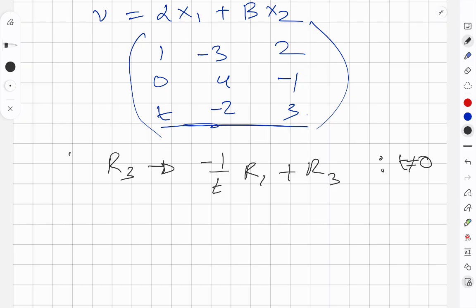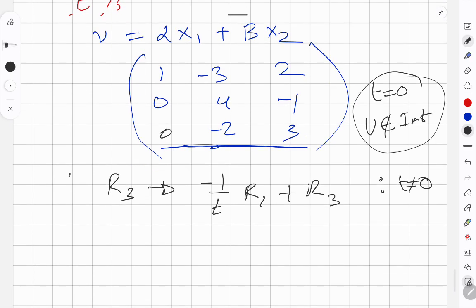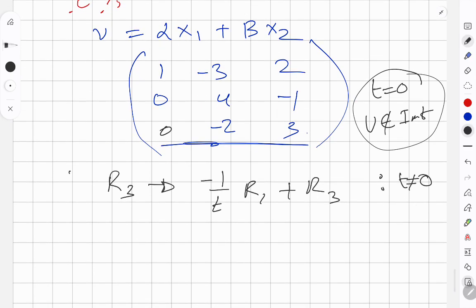If t equal to 0, it's pretty simple. That means this is equal to 0. Even if you eliminate this one, this will not be eliminated, right? We want this to be 0 also, so it will be a linear combination, but it is not 0. So for t equal to 0, v doesn't belong to the image. This is also a possibility. And for the rest, t not equal to 0, I can do it right now.